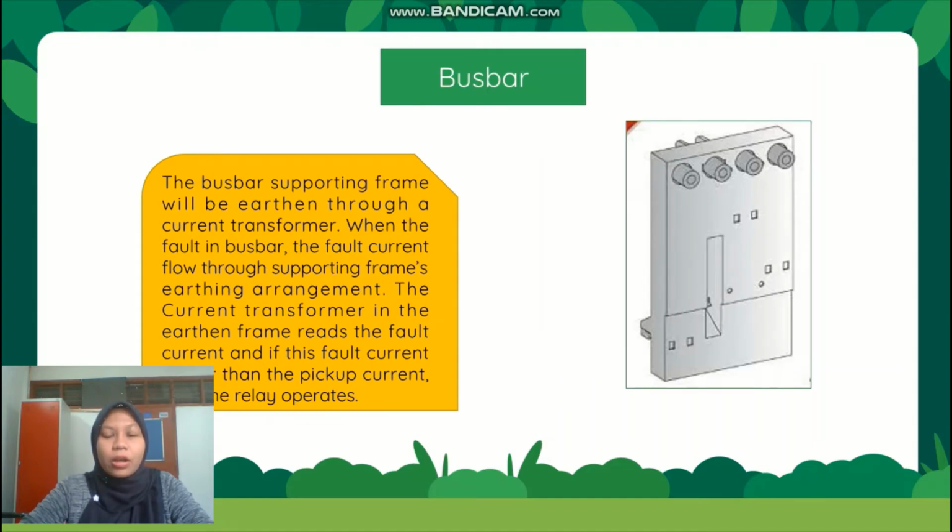and the output of the EMF will be sent to the relay. Okay, for the second function, of busbar in EFR, the busbar supporting frame will be earthed through a current transformer. When there is a fault in the busbar, the fault current flows through the supporting frames. The current transformer in the earthed frame reads the fault current, and if this fault current is higher than the pickup current, then the relay operates.